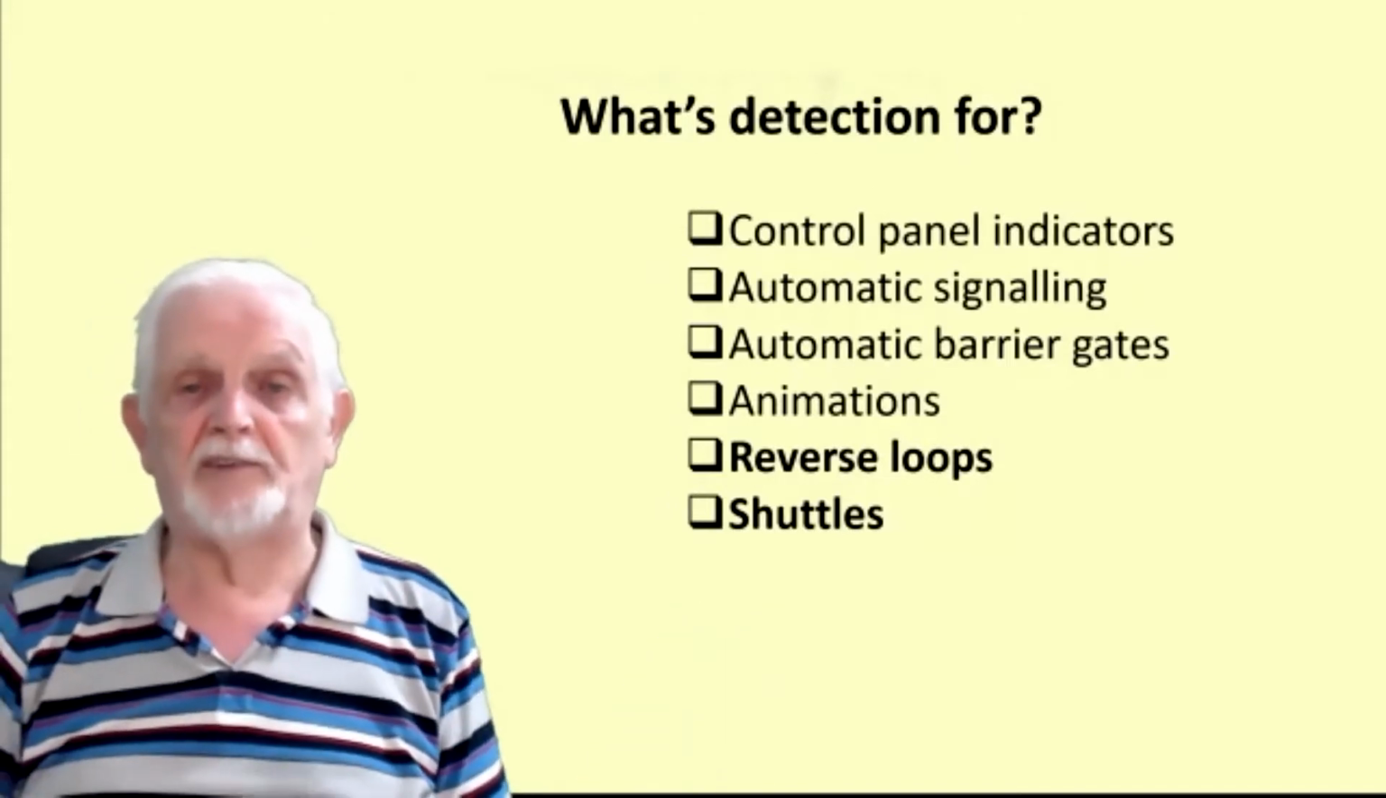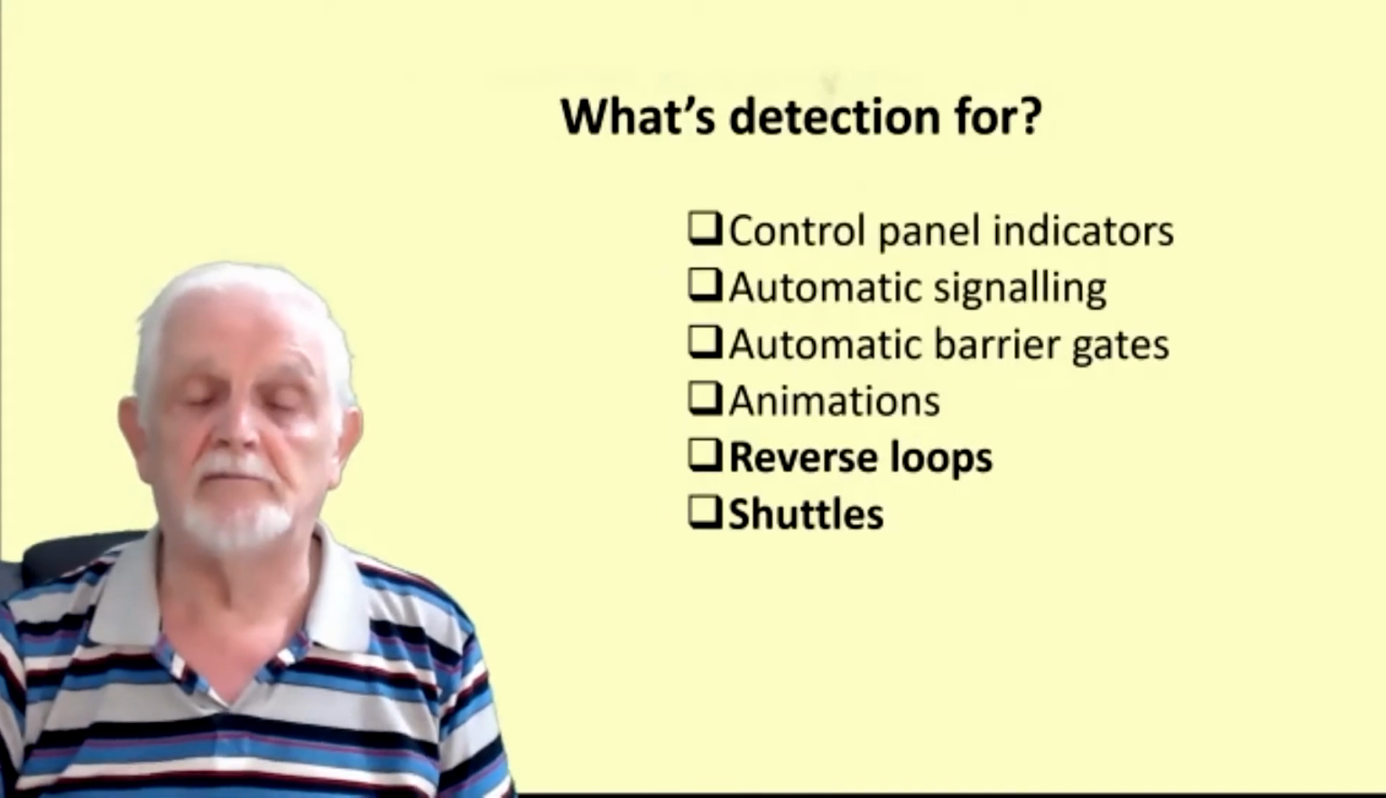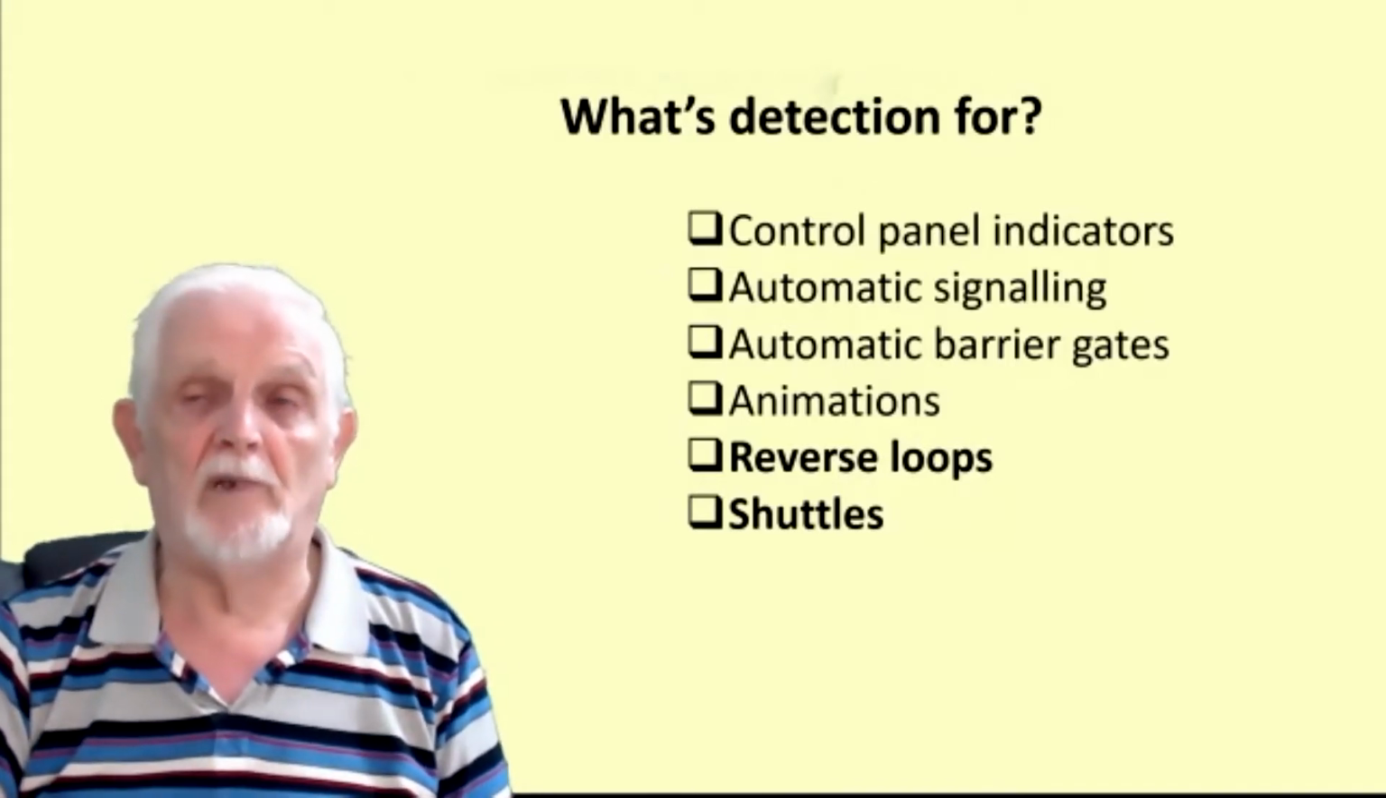I've added to the list reverse loops and shuttles and so on that can also be using detection, and we'll look at these a little bit later.